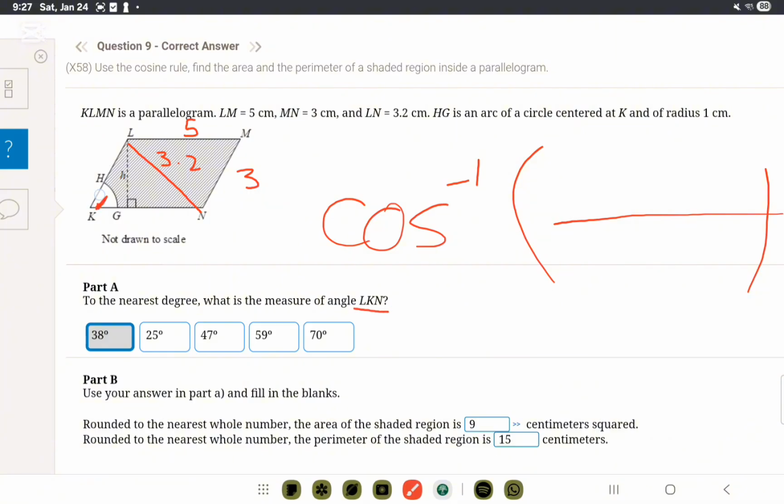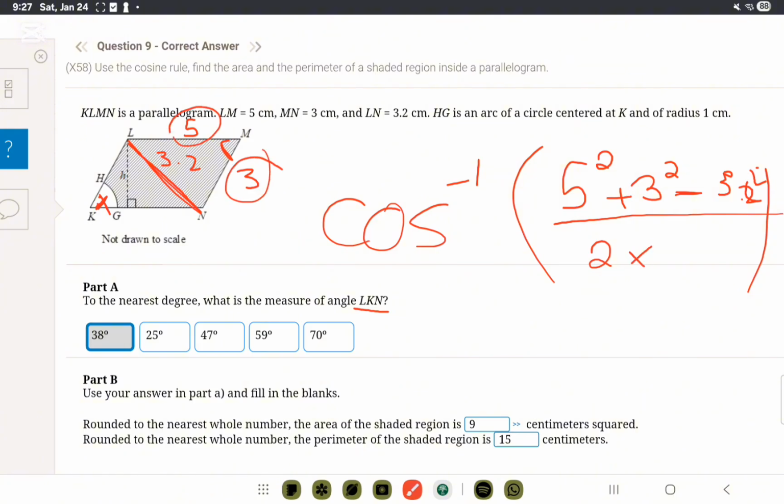Now, as you know, this angle is equal to this angle, so this is our opposite. So we add the ones close and then we minus the one opposite. So we're going to do 5 squared plus 3 squared minus 3.2 squared, over 2 times the adjacent ones. I multiply them so I have space.